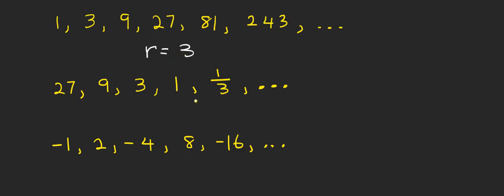What about this sequence? How do you get 9 from 27, 3 from 9, 1 from 3, and so forth? You have to keep multiplying by 1 over 3. That is the common ratio. So a geometric sequence will have a common ratio, and you keep multiplying the common ratio to a term to get to the next term.